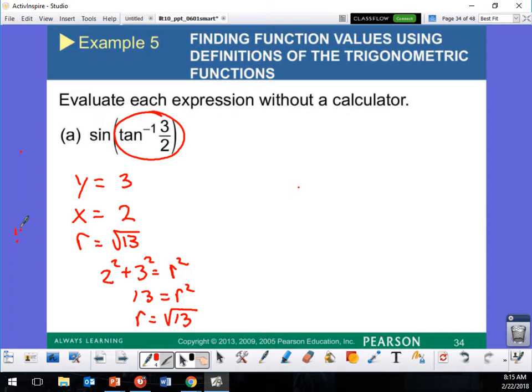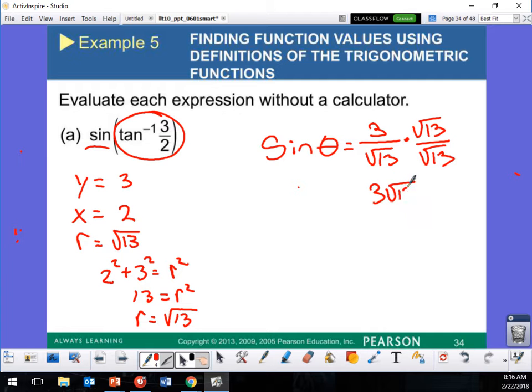Now, given this information from the inside, what am I asking for out here? The sine of this. The y value is 3, so 3 over square root 13. I cannot have a radical in the denominator, so I have to rationalize: rad 13 over rad 13. So 3 rad 13 over 13 is my sine of theta.